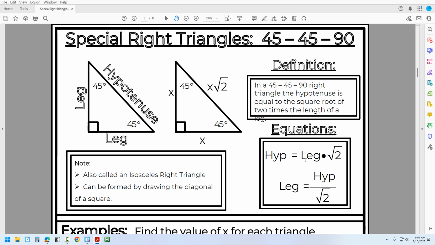Now, if instead I asked you to find the leg, then I would have to give you something else. I would give you the hypotenuse, and you would fill it in right there. So the formula for the leg is the hypotenuse divided by the square root of 2. Which formula you use just depends on what information I give you.